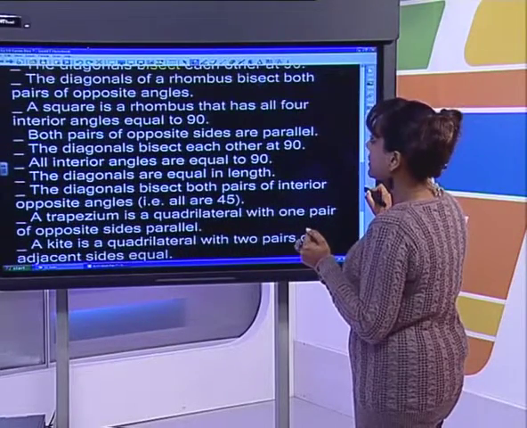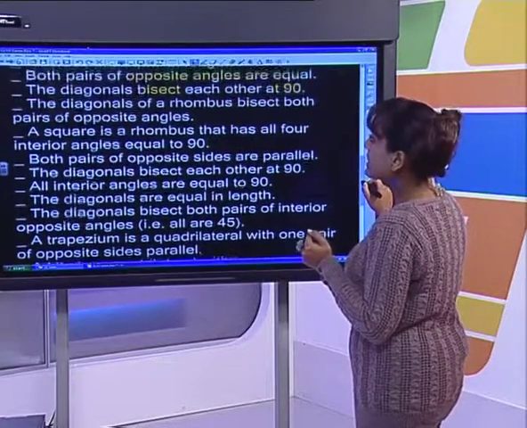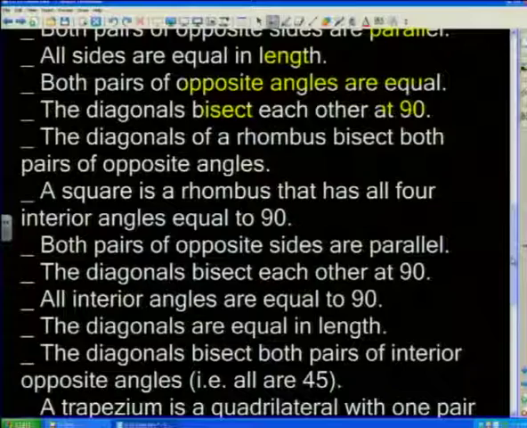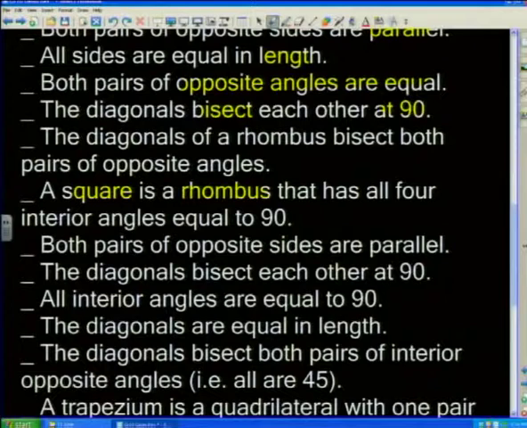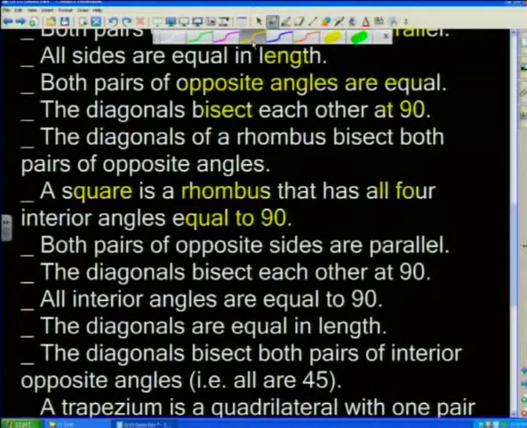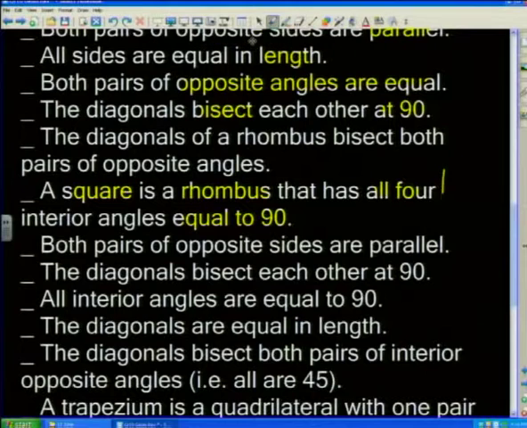The next thing we're going to look at is a square. And a square is really just a special case of a rhombus. The special thing about it is that, as I was saying before, all four interior angles are equal to 90. So if we have a look at a square, and my freehand drawing is really not that great, all of these angles are equal to 90 degrees.